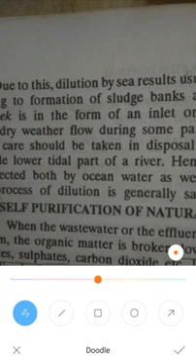This self purification process is done naturally, so no additional reagents or chemicals are required. That is the importance of self purification. Usually, especially in rural areas, they will not treat the water. What they will do is directly send the wastewater to the streams or rivers.